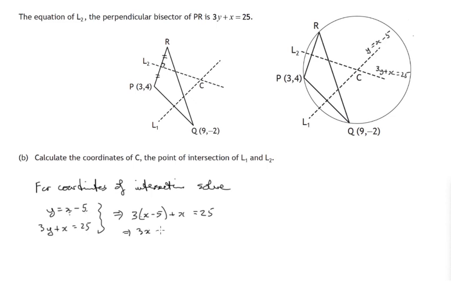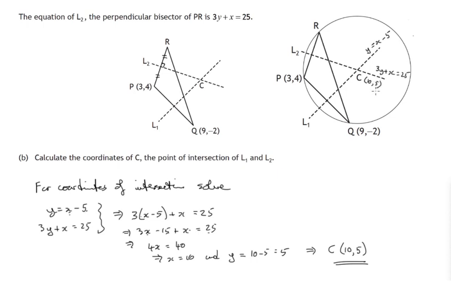Let's get rid of the brackets. So 3x plus x is 4x, and add 15 to both sides and we'll get 40. So therefore x equals 10, and y must be equal to, let's use x minus 5, so that's 10 minus 5, which is 5. So that leads us to the conclusion that C is the point (10, 5). And let's go up to this diagram and just add that information to it. So there's C, the point (10, 5).